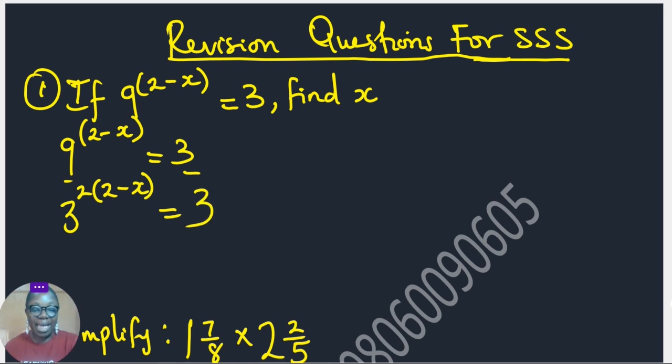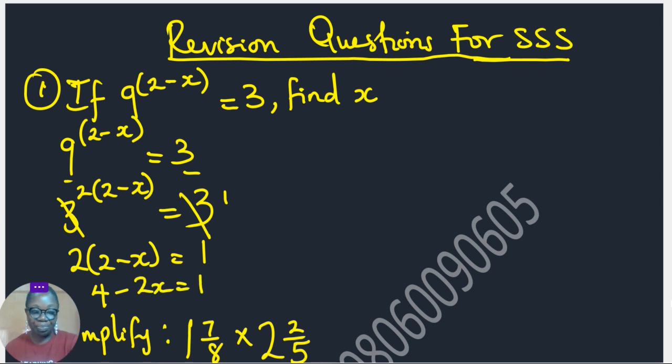So now we can take out the 3 on both sides. So whatever you do to the left, you do to the right. So here we'll be left with 1, which means we are dividing both sides by 3. So right now we'll be left with 2 into bracket 2 minus x equals 1. Alright, so 2 times 2 is 4 minus 2 times x is 2x equals 1.